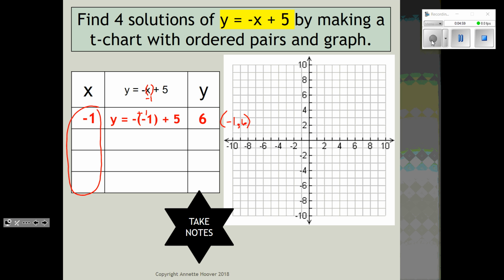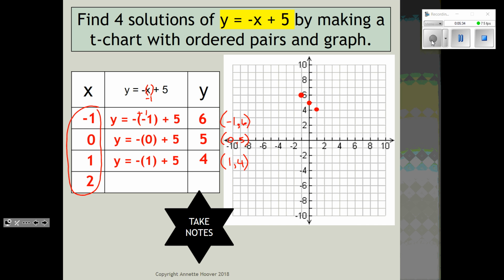So I can put my point there. If I plug in 0, I'm going to have the opposite of 0, which is 0, plus 5, which is 5. So my ordered pair is 0, 5, and I can put a point there. If I plug in 1, I have a negative 1 plus 5, which is different signs, subtract. Keep the sign of the one with the greatest absolute value, so that would be 4. My ordered pair is 1, 4, so I graph at 1, 4.